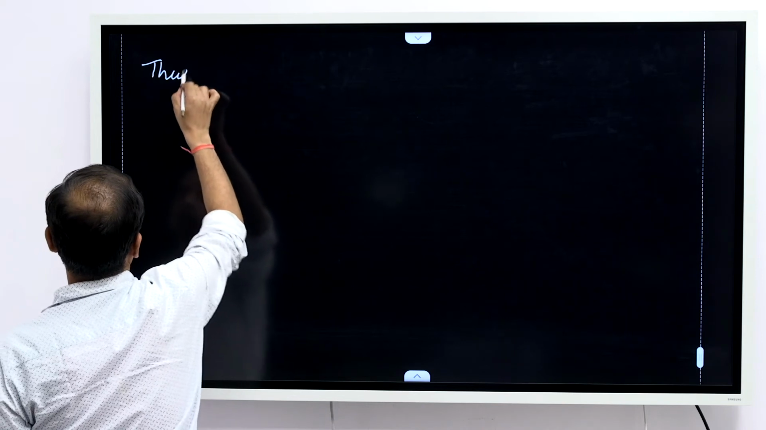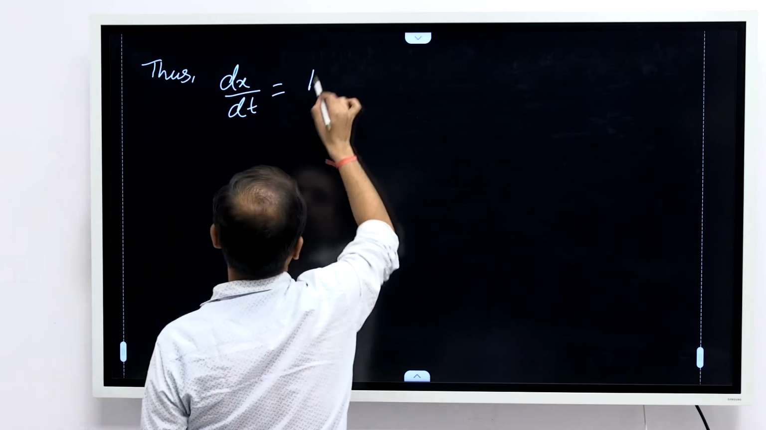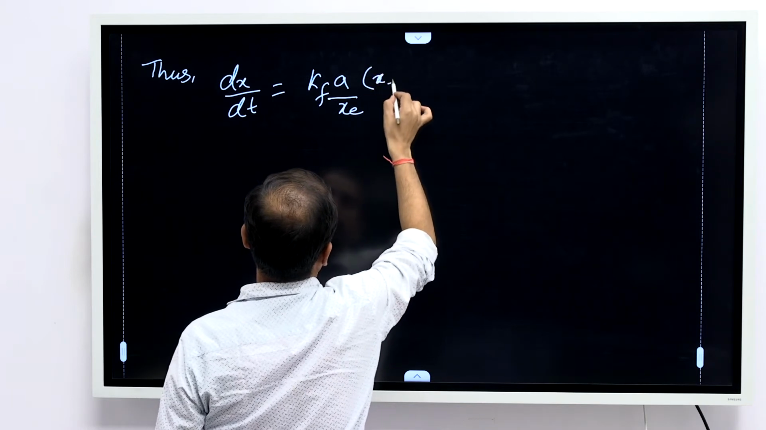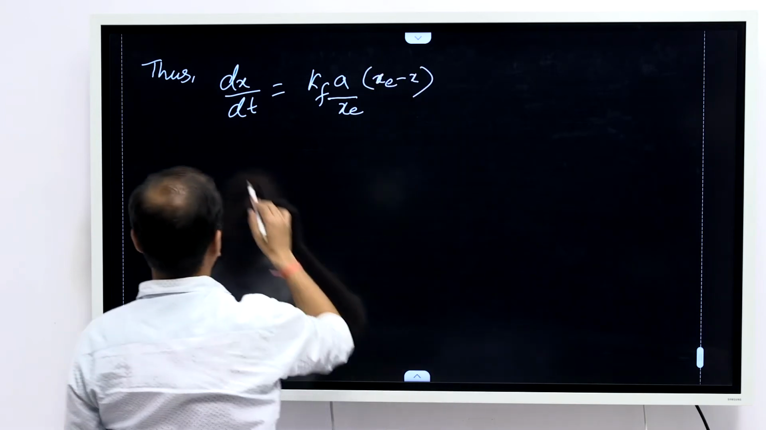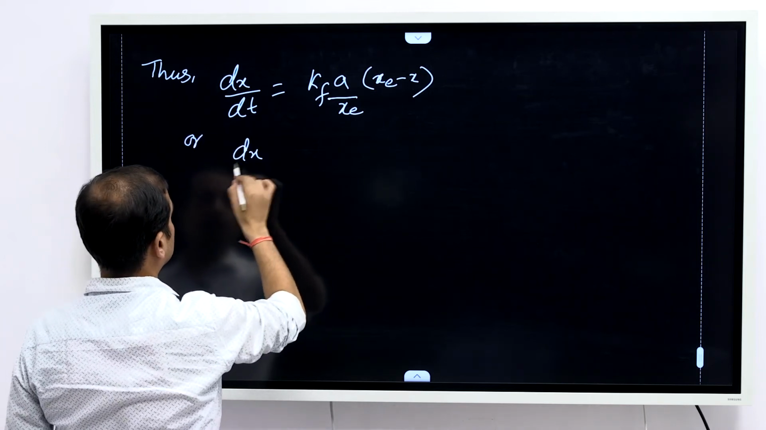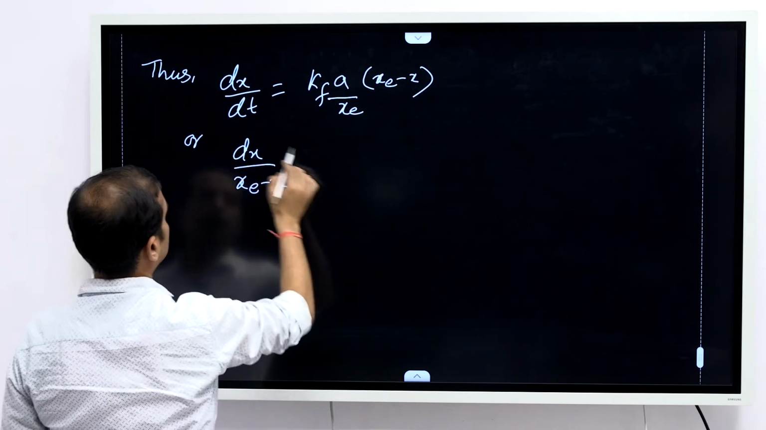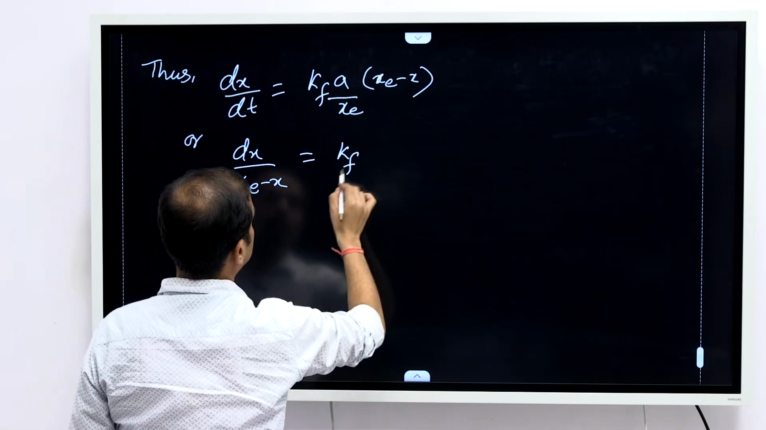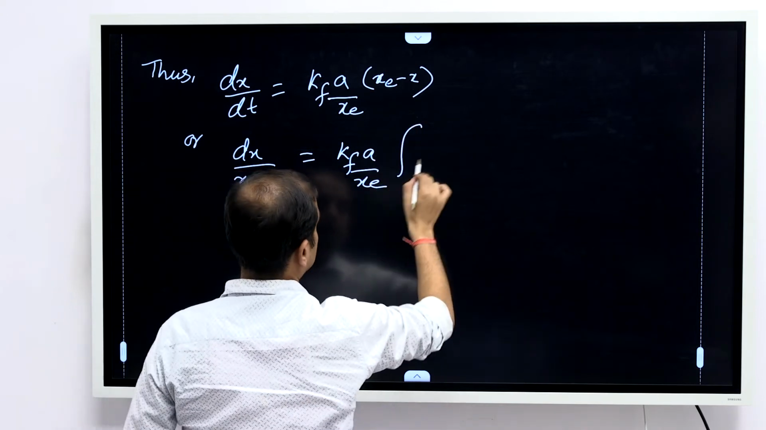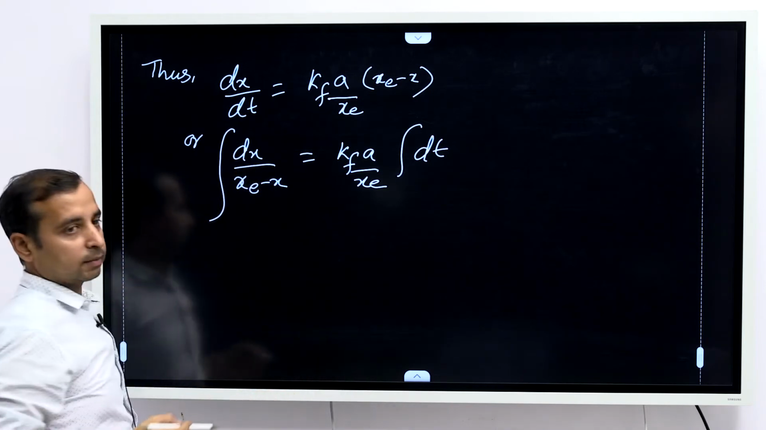Thus dx by dt is equal to kf into (a upon xe) into (xe minus x). So now we integrate this equation using the variable separable concept of integration. dx upon (xe minus x) is equal to kf a upon xe dt. All the terms are constant here, so we integrate dt, and here we integrate dx upon (xe minus x).